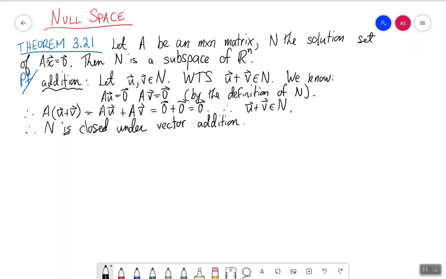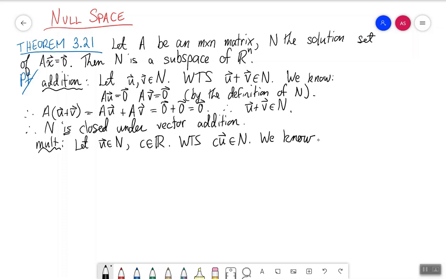Our next order of business is to prove that the set N is closed under scalar multiplication. Let's do that. Let u be in N and c be in R. We want to show that c times u is also in N. Again, we should use what we know. We know, for the same reason as we did with the addition part, that A times u is 0. Again, that's by the definition of N.